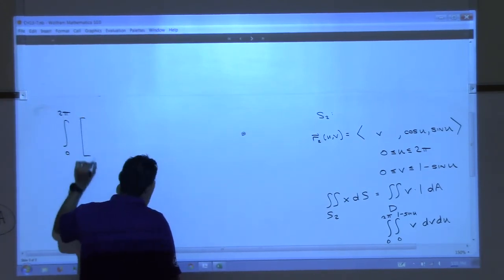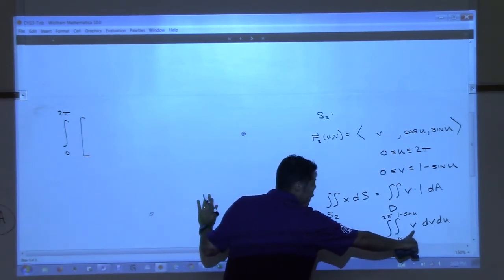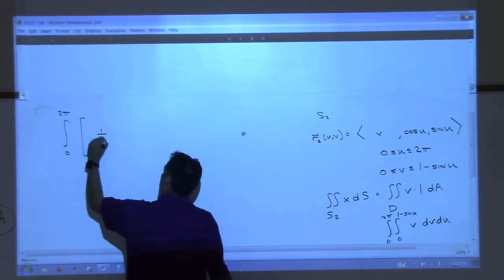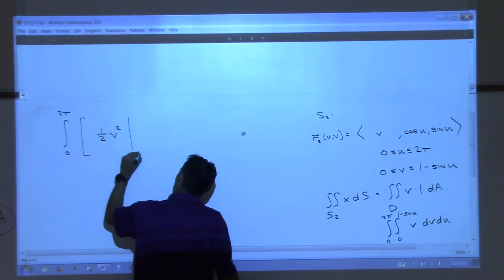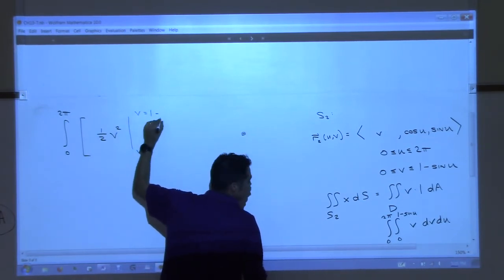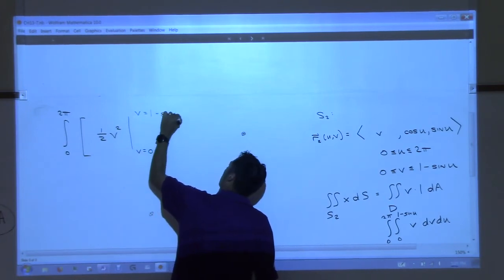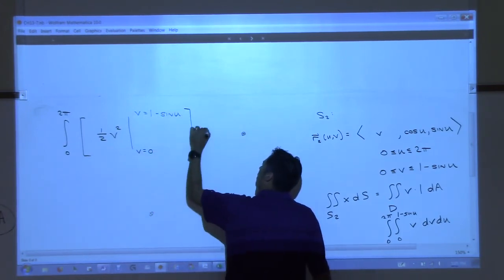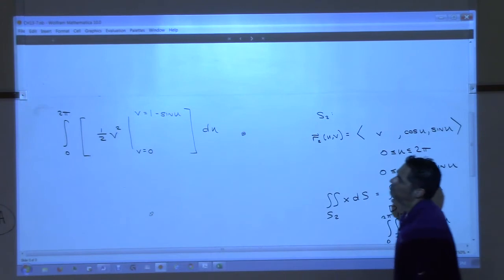Okay, I'm going to take the antiderivative of v with respect to v. That's half v squared. I'm evaluating that from v equals 0 to v equals 1 minus sine of u. After I'm done there, I'll integrate that with respect to u.